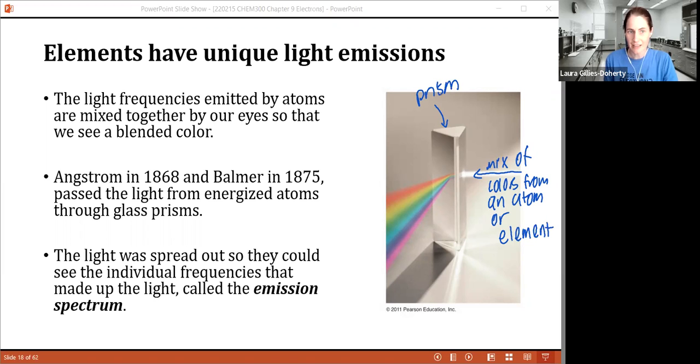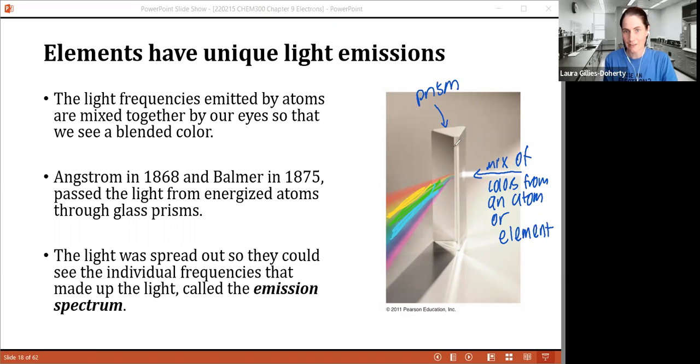what was done in the late 1800s by Ångström and Balmer, they took individual elements and they basically energized them and got them to put out some light. And then they put that light through a prism, and what they saw is that different elements emitted different bands of light. So the first element might emit some blue and some red. And then they tested a different element, and the other element put out a different blend of light. Maybe it had some green and some light blue, and some yellow. So the different elements have their own unique blends of light.